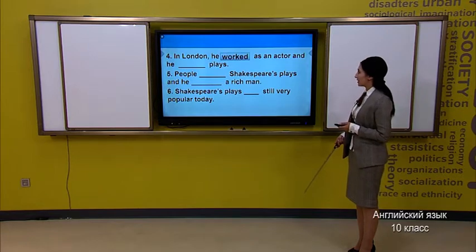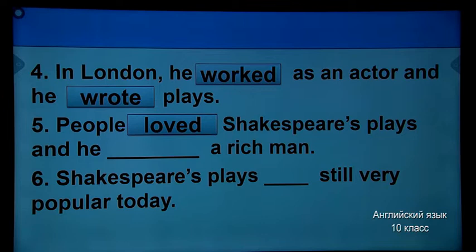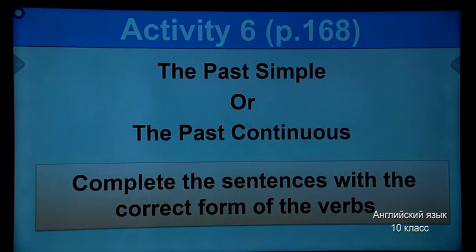He worked as an actor and he wrote plays. The fifth one, people, gap, Shakespeare's plays, and he, a rich man. People loved Shakespeare's plays and he became a rich man. The last one, Shakespeare's plays still very popular, are still very popular.